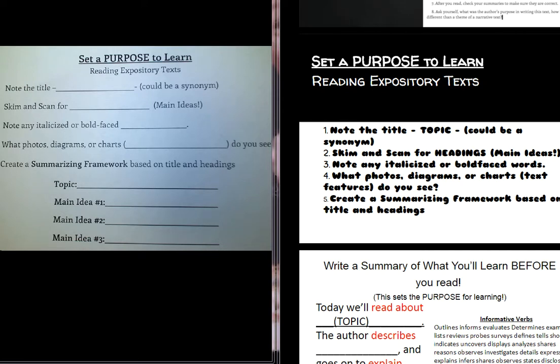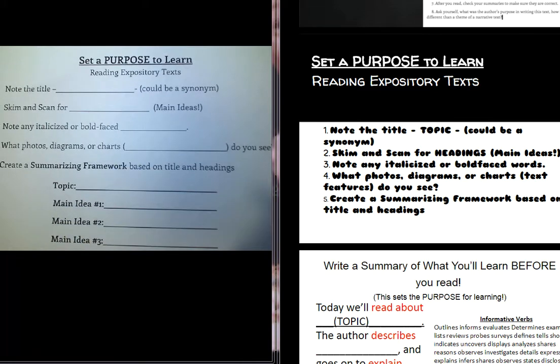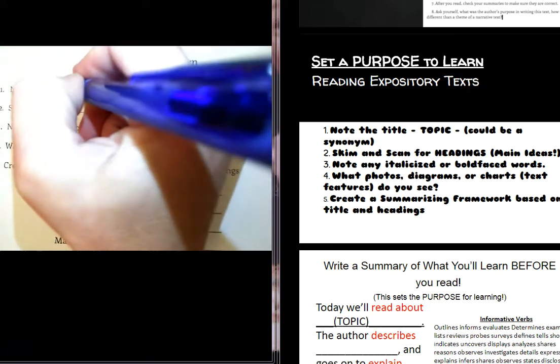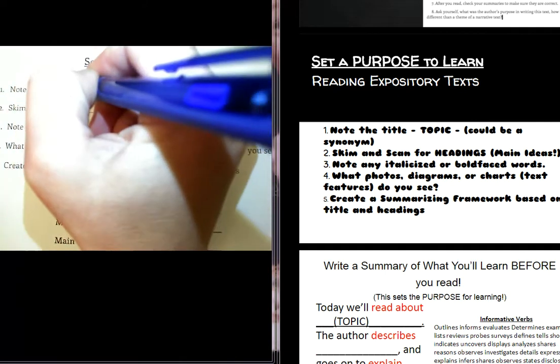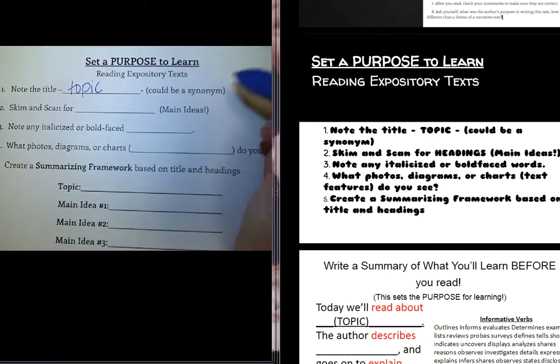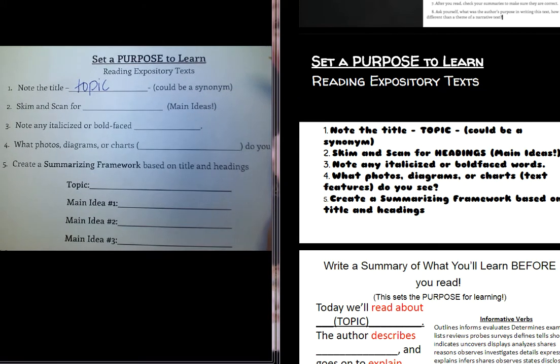you can actually do it beforehand. And so we're going to go over a couple of tips and tricks to help you. So when you're reading expository, you are reading it to learn something. And so the first thing you need to do is look at the actual piece of writing and make a couple of observations. You want to look at the title of it. The title is going to end up being your topic. It can be a synonym for it, but it's going to be your topic. It's going to be what the entire piece is about.